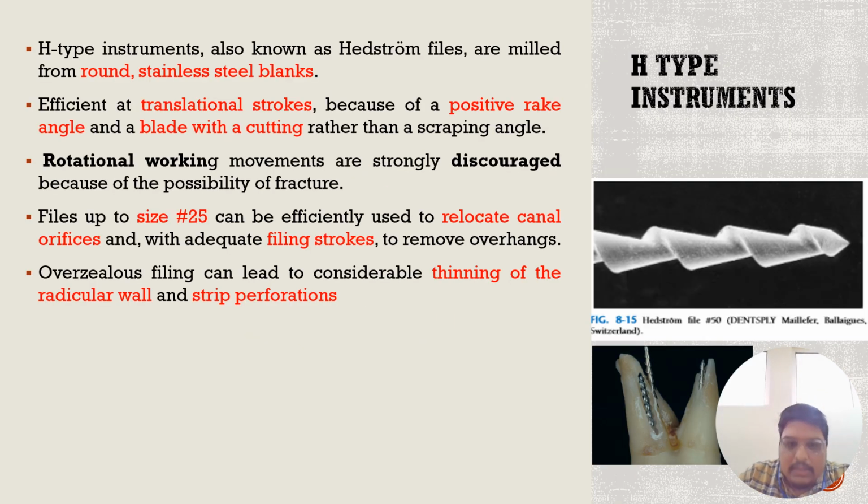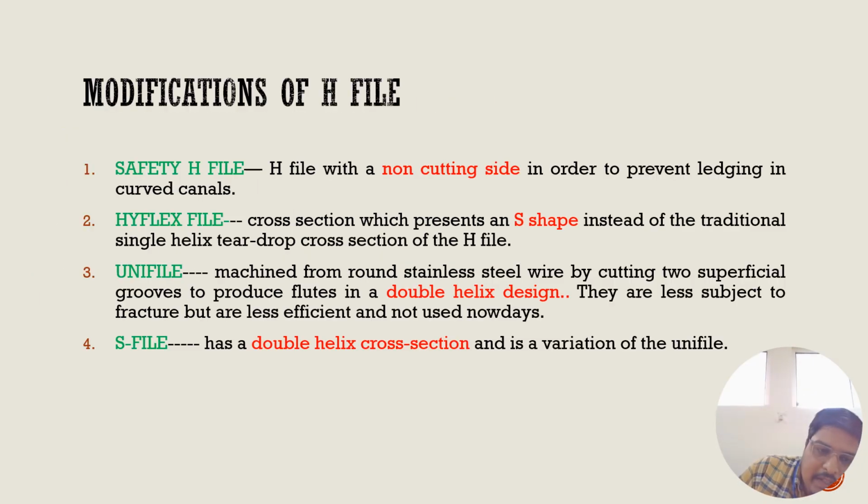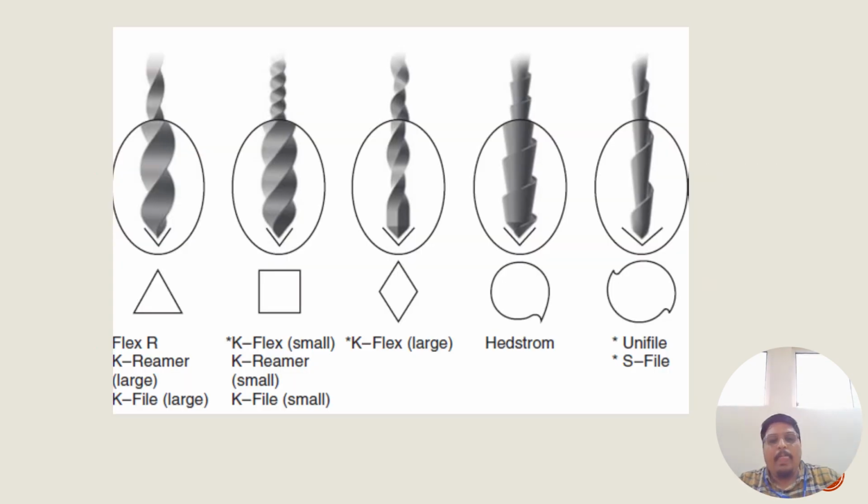Hedstrom instruments, also known as H files, are milled from round stainless steel blanks, efficient for pull strokes. Radicular wall bending. Modifications of the H file: safety H file, Hyflex, Unifile, and S files. The files include K reamer files, K-flex files, K-flex and Hedstrom files, and the Unifile.